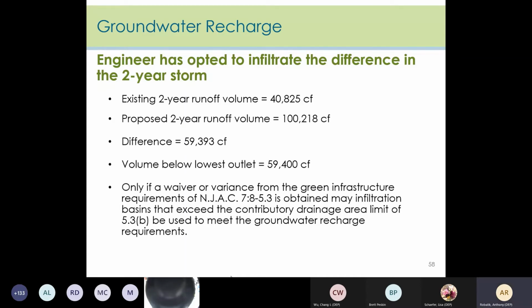This is all okay at the time of review under the old rule, but under the amended rule, the BMP would require a variance or waiver from the GI standard in order to be used to meet the groundwater recharge standard, since it's a large-scale infiltration basin from Table 5.2.